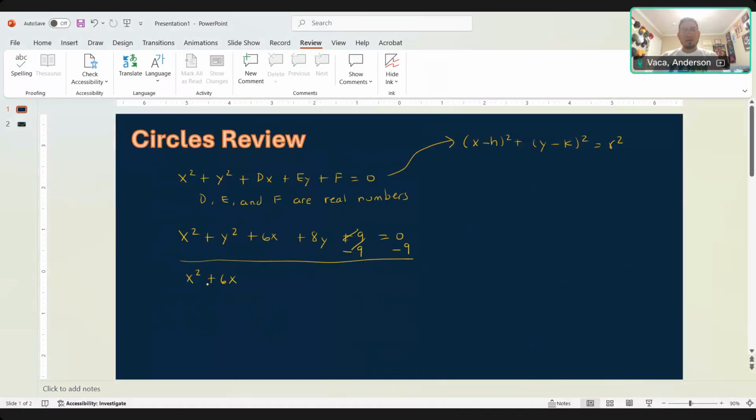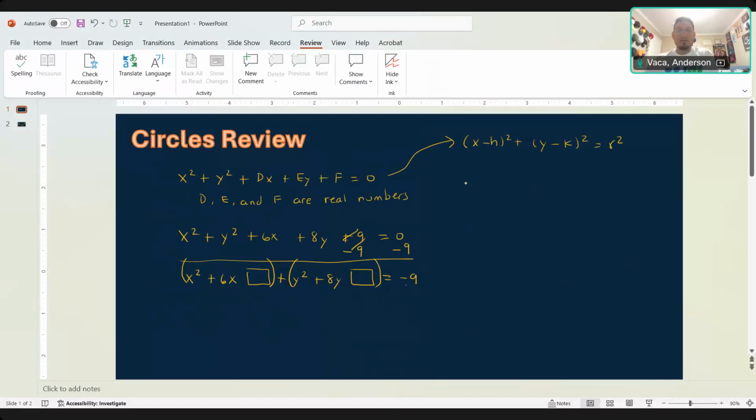Did you notice that I started to rewrite the x terms together? Hopefully. Plus y squared plus 8y is equal to -9. Did you also notice that I purposely left a gap between the 6x and the plus sign, and the 8y and the equal sign? The reason for that is because I am going to place a number here and a number there, and I'm going to show you how to get that number. But first, let's go ahead and group the x terms together and group the y terms together.